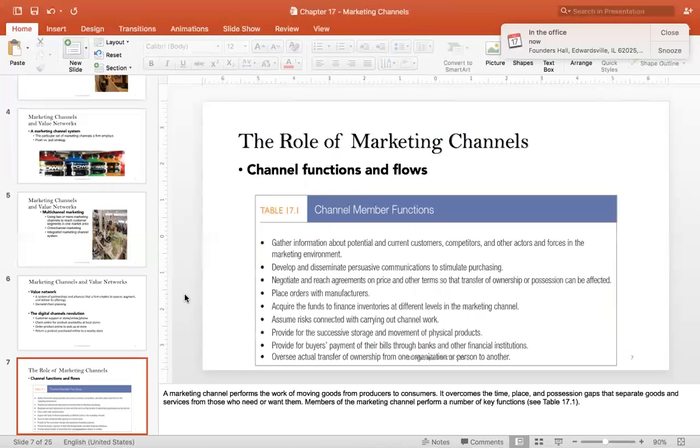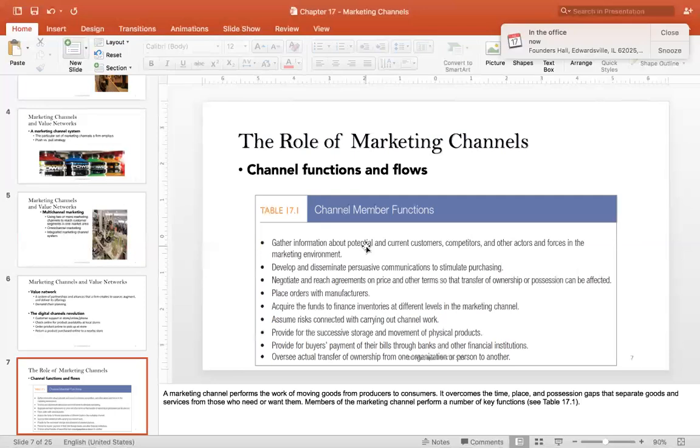Channel functions and flows. The role a marketing channel plays, as I mentioned in slide number 1, is not just increasing the cost on a negative note, but providing consumers with easy, faster, and convenient access to the product. There are different functions of a channel member, from gathering information on potential consumers to disseminating communication, negotiating agreements, placing orders with manufacturers, and acquiring funds. These are all different channel member functions.